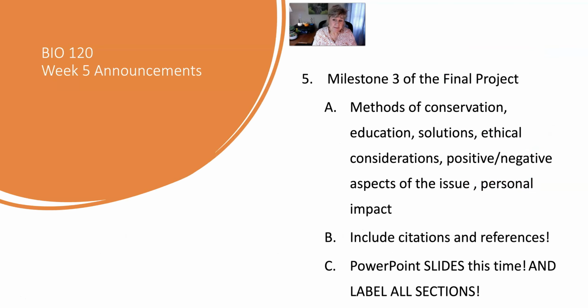And then you've got your milestone 3 of your final project. This is all about ways to solve the problem that is your particular topic. How are we going to go about fixing this so that this is not a problem in the future? So, for example, global warming. How are we going to do this? Well, we've got to stop burning fossil fuels, period, because that puts too much carbon dioxide into the atmosphere.